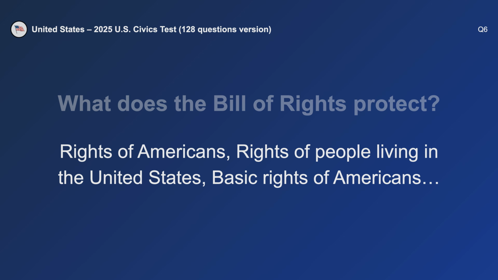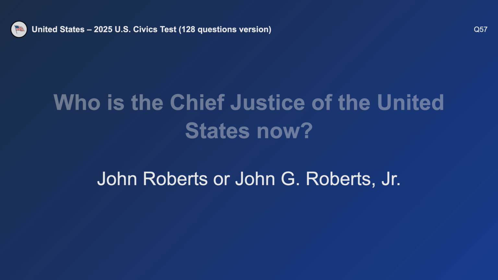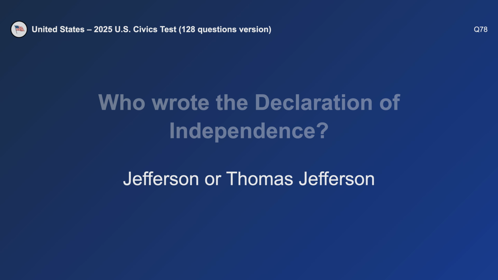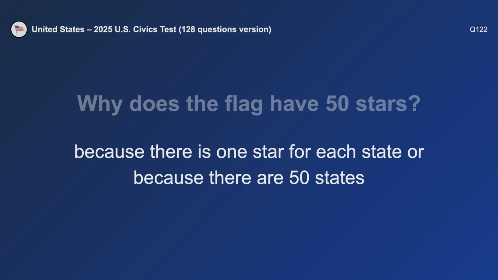What does the Bill of Rights protect? Rights of Americans. Who is the Chief Justice of the United States now? John Roberts. Who wrote the Declaration of Independence? Thomas Jefferson. Why does the flag have 50 stars? Because there are 50 states.